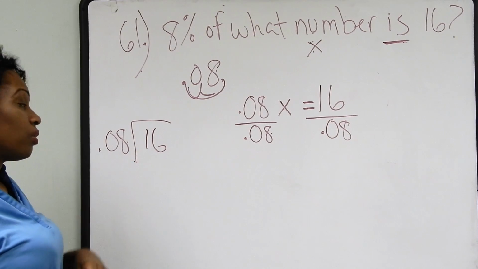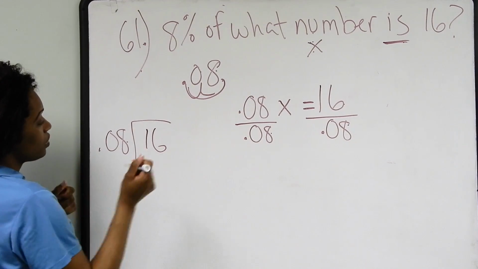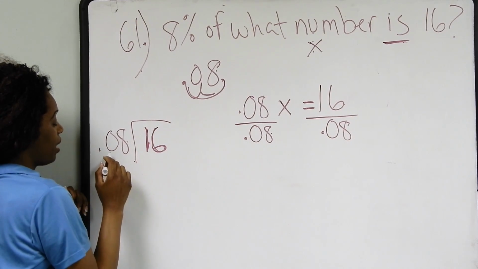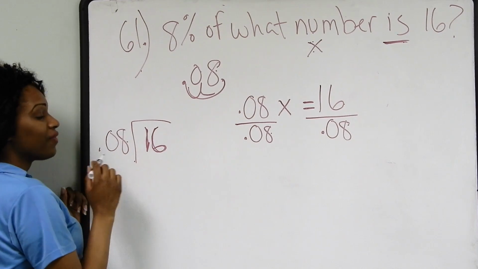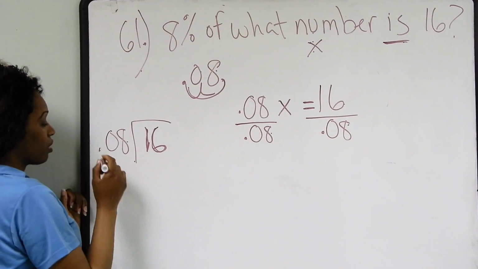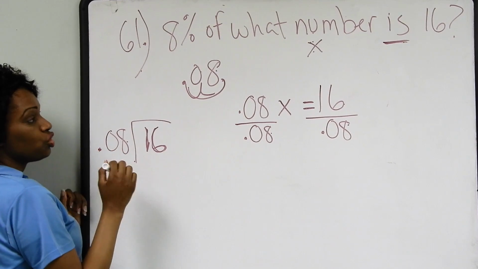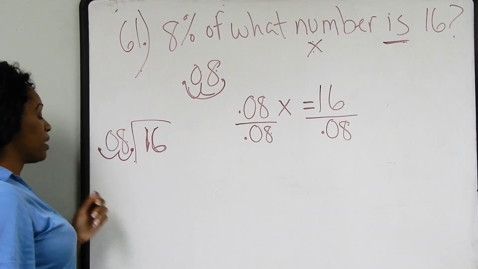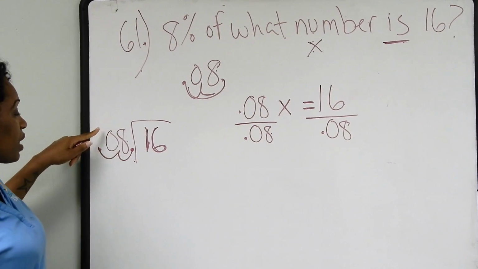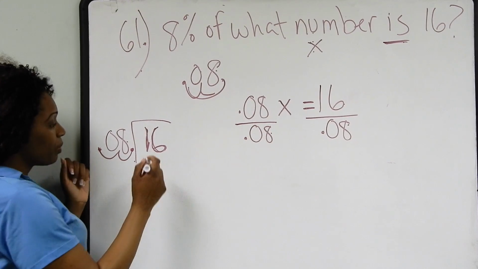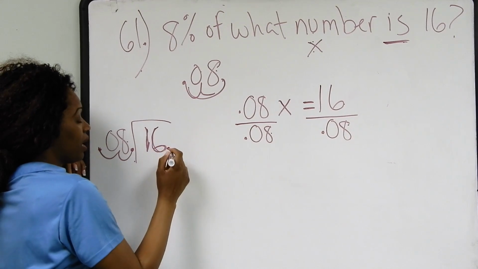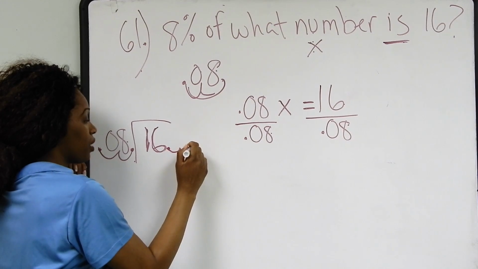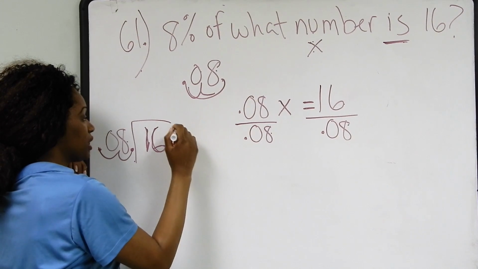You always want to remember the number that we're dividing by, 0.08. We want to change this to a whole number in order to divide. 16 is already a whole number, but we want to make sure our divisor is a whole number. So we're going to move this 2 places to the right: 1, 2, that's a whole number. Instead of 0.08, it's now just 8. You can get rid of the 0 in front of it. And since we moved 2 places to the right, we have to move 2 places to the right here as well for the number being divided. So now, instead of 16, we're going to use 1600.